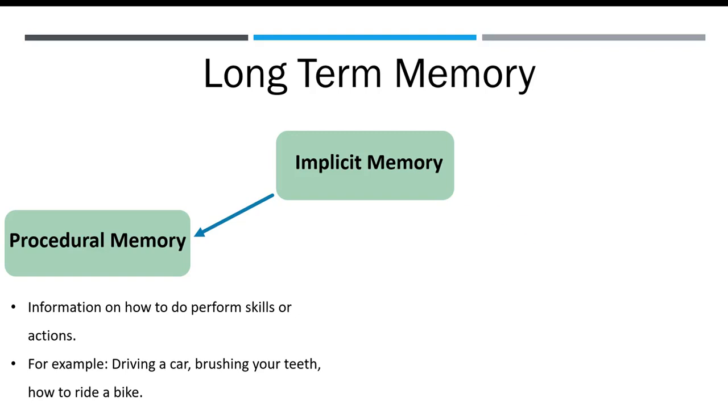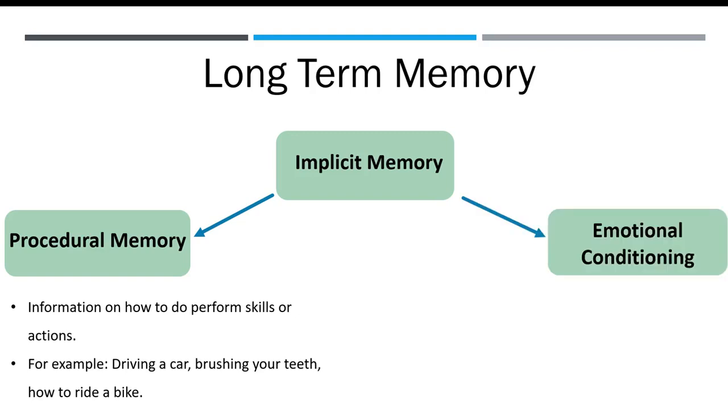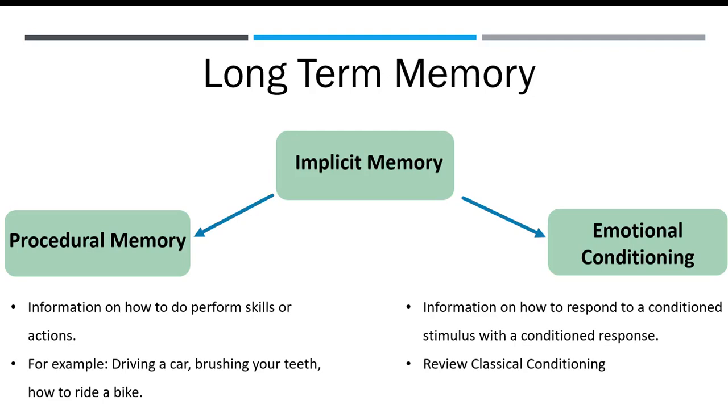And then implicit memory also includes emotional conditioning, which is information on how to respond to a conditioned stimulus with a conditioned response. And we learn this with classical conditioning, so if you have any issues trying to recall this information and remember it, you can review classical conditioning.